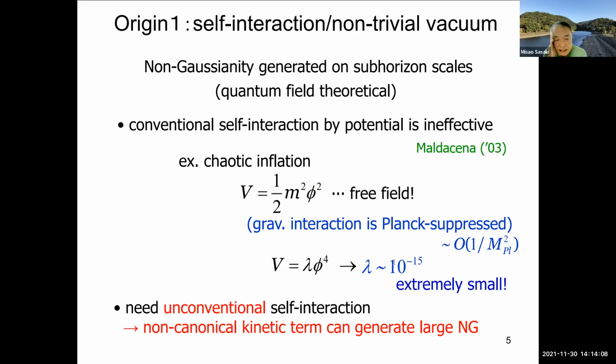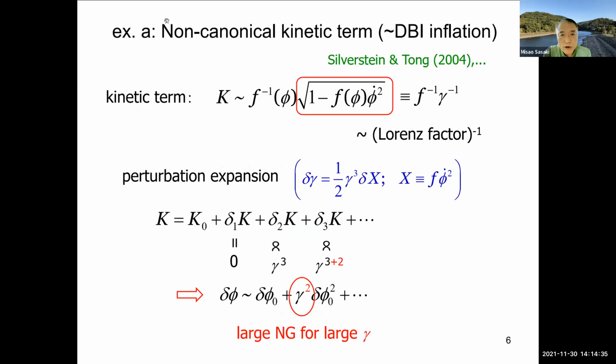However, this is the case of the so-called canonical scalar field, which has the standard Lagrangian, the standard linear kinetic term plus potential. But if you have some non-canonical kinetic term, then it has been discussed extensively, and now we know that it can produce a huge non-Gaussianity. For example, this was discussed by Silverstein and Tong already 15, 16, 17 years ago, almost 2 decades ago. This is the case when you consider a non-canonical kinetic term, which is given by this kind of square root form. And this appears in some old theory of interactions, DBI, representing Dirac, Born, and Infeld, and those people considered this kind of interaction.